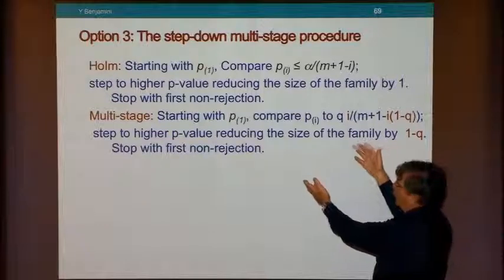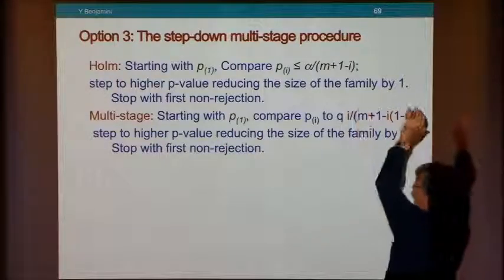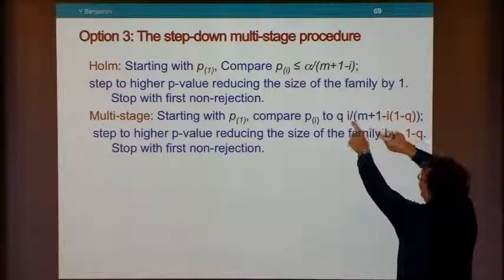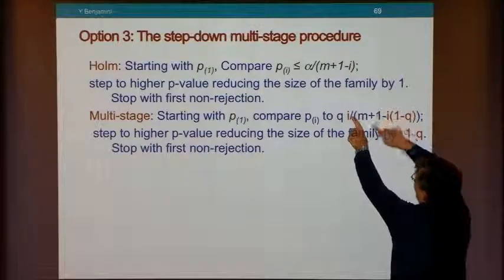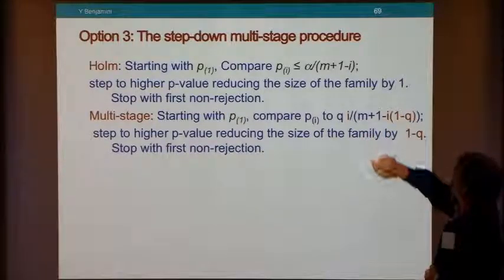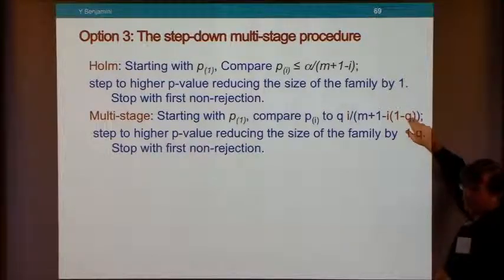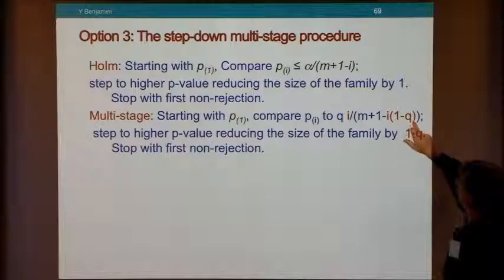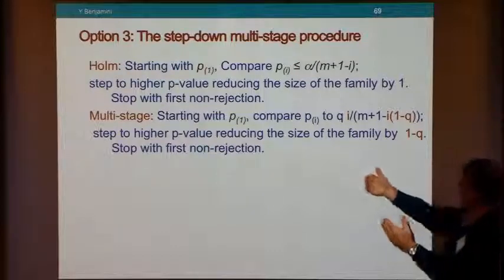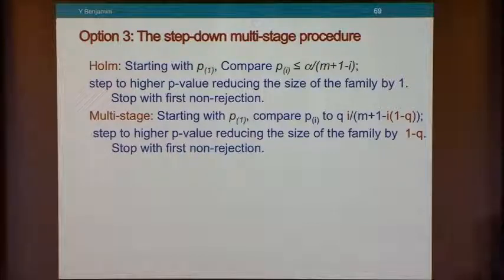Now, for the multi-stage FDR controlling procedure, you also start with P1, the smallest p-value, and work your way up. Each time you compare Pi to Q over i. Now remember, in the adaptive case, we want to have m naught, so we put m plus 1 minus i times 1 minus Q. So not minus i, because among the i you might have Q fraction which are false discoveries. So you're not sure, you're sure only about 1 minus Q. And you work your way up to higher p-values, reducing the size of the family each time you go up by 1 minus Q. And you stop at the first non-rejection.